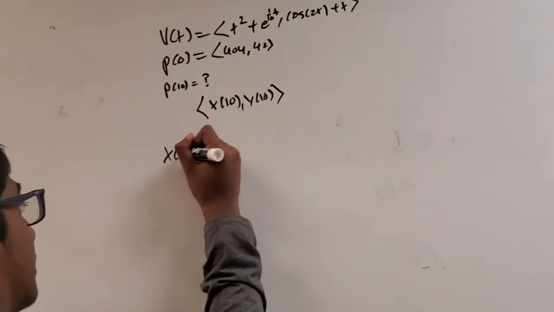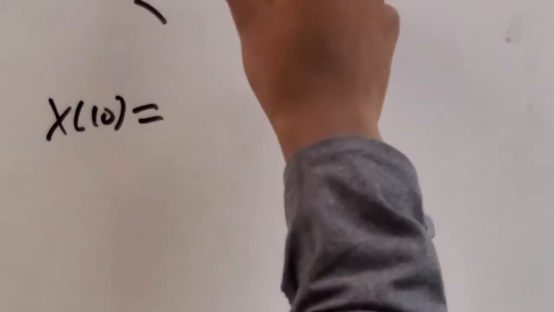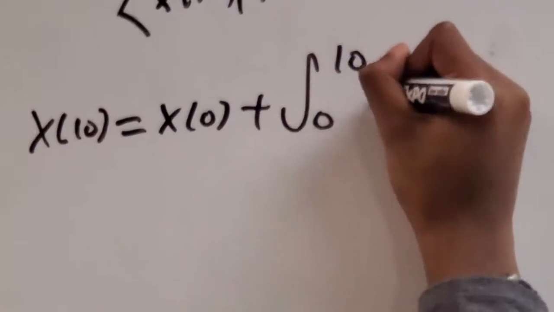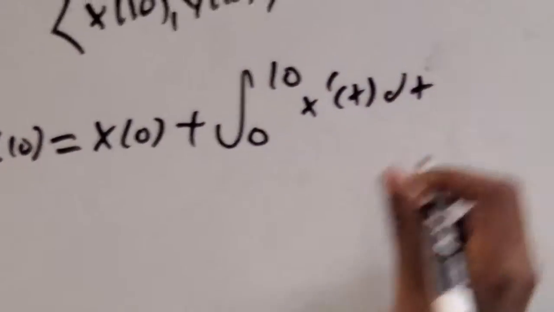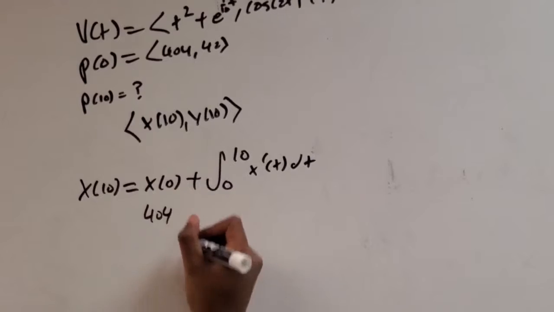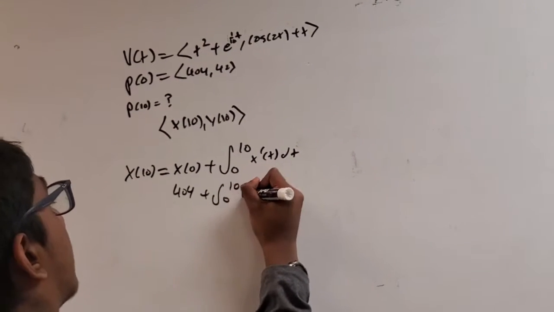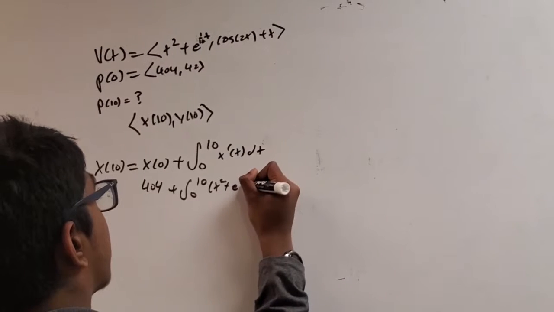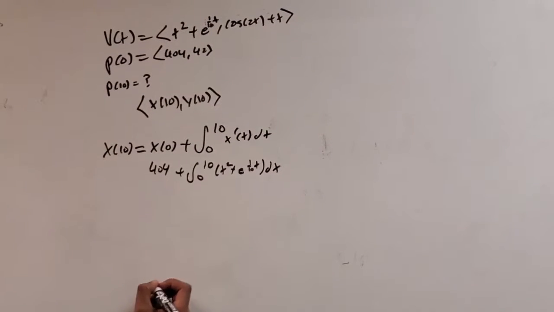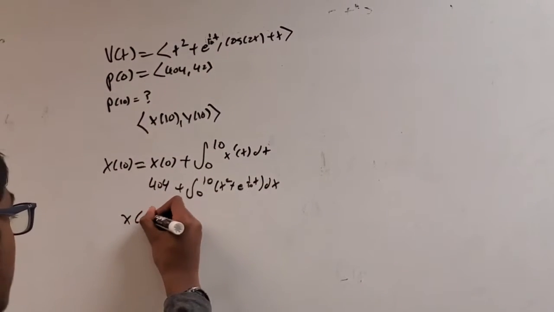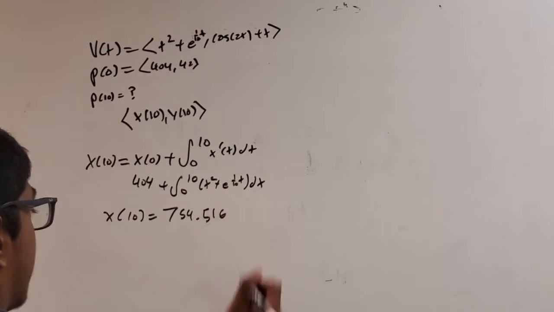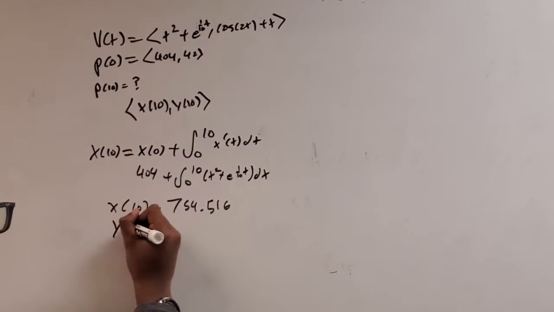So to solve for x of 10, we know what x of 0 is. We do x of 0 plus the integral from 0 to 10 of x prime of t dt. X prime of t is this part right here. We can rewrite this as 404 plus the integral from 0 to 10 of t squared plus e to the 1/10 t dt. And after you plug this into your calculator, it tells you that x of 10 will equal 754.516.